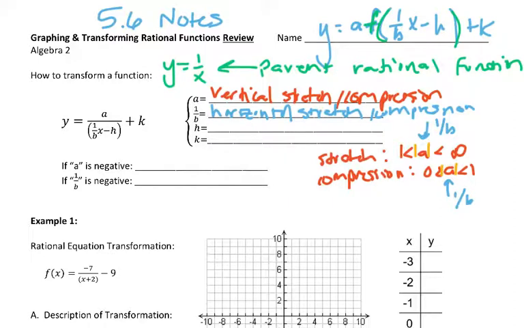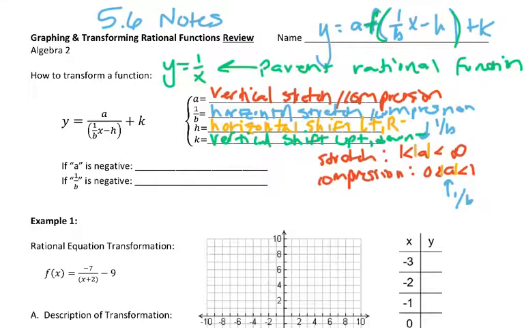Alright. Then we also have our horizontal shift, left or right. And remember that left is going to be if this is a positive value, and right is going to be if it's a negative value. And then our last piece here is k, which is going to be your vertical shift. And of course up is your positive and down is your negatives.